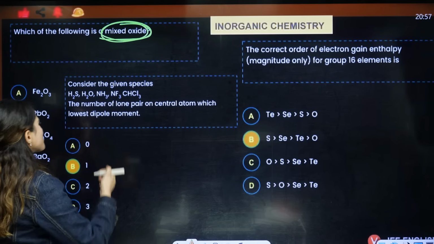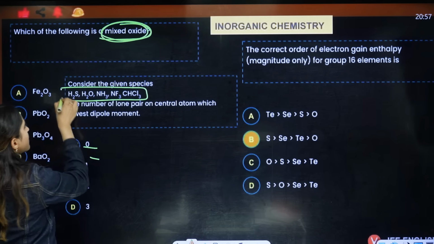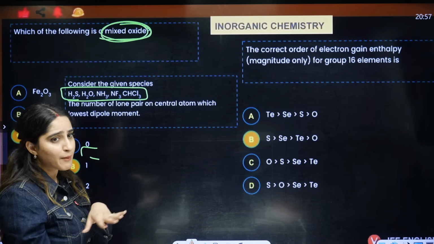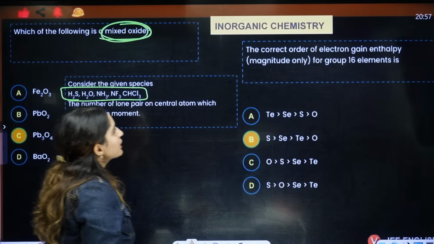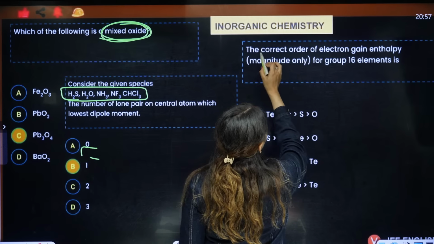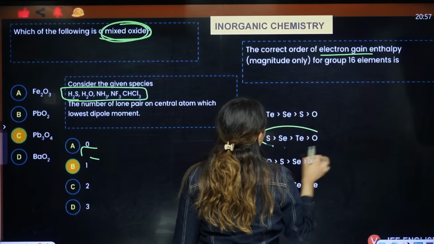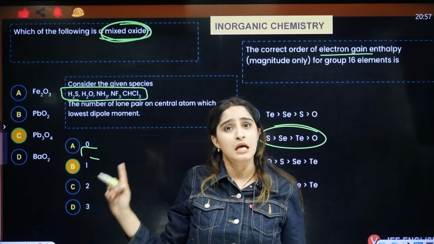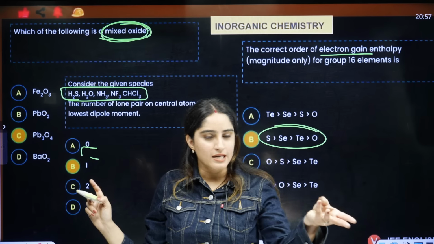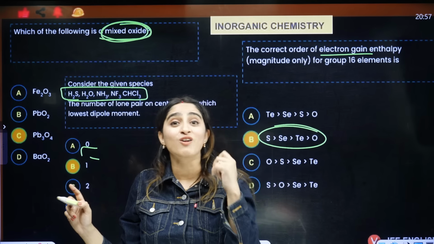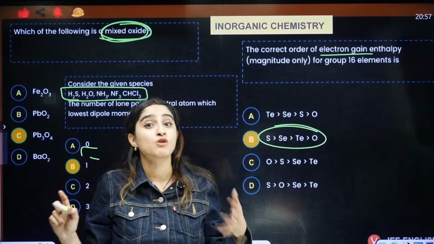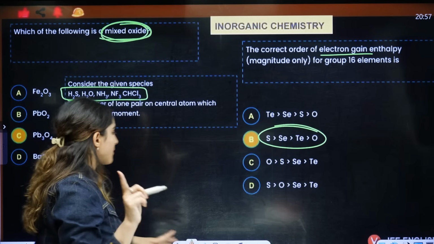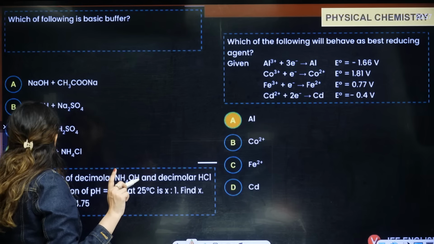Then if you talk about shape, they are asking direct questions based on shape, and a mixture of shape and dipole moment. Then here, again, electron gain enthalpy of group number 16. Before, we saw electron gain enthalpy of group number 17. So hydrides, electron gain enthalpy, these are all the exceptions. Every single exception of the p block you must know.